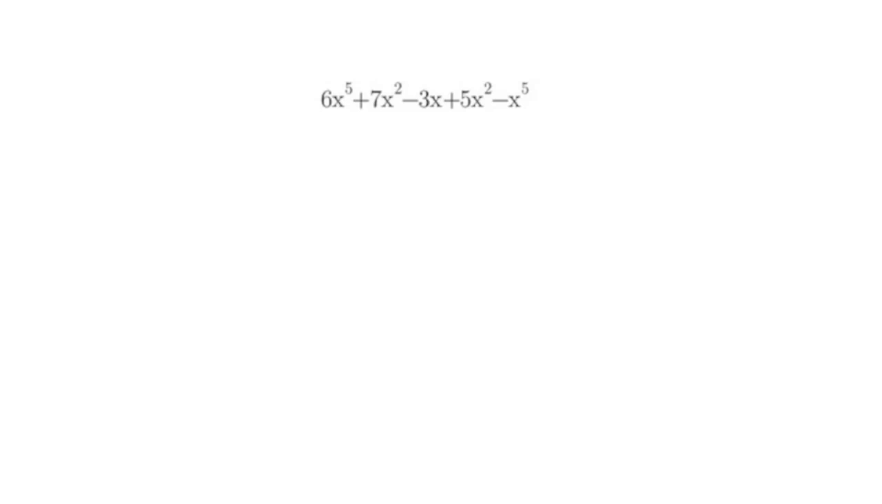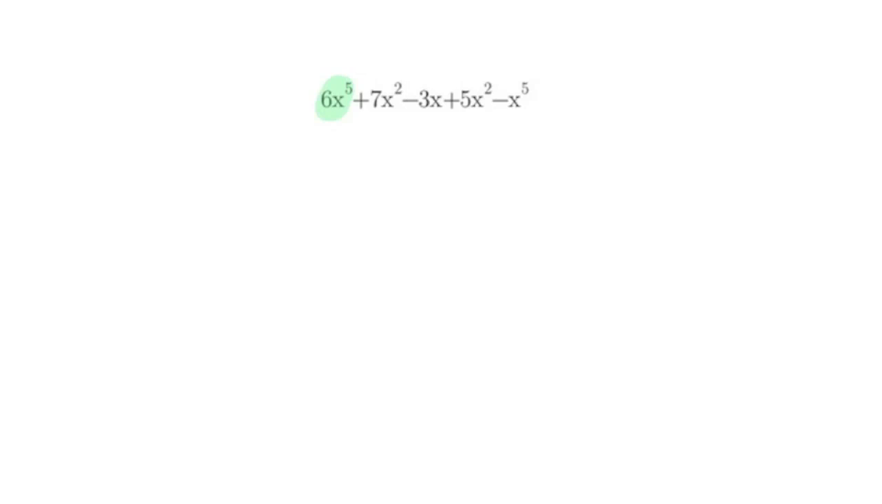Alright, for our next example, we have 6x to the 5th plus 7x squared minus 3x plus 5x squared minus x to the 5th. The very first thing we want to do is go across the expression and highlight our like terms. Our first term is 6x to the 5th. I'm going to highlight that in green.